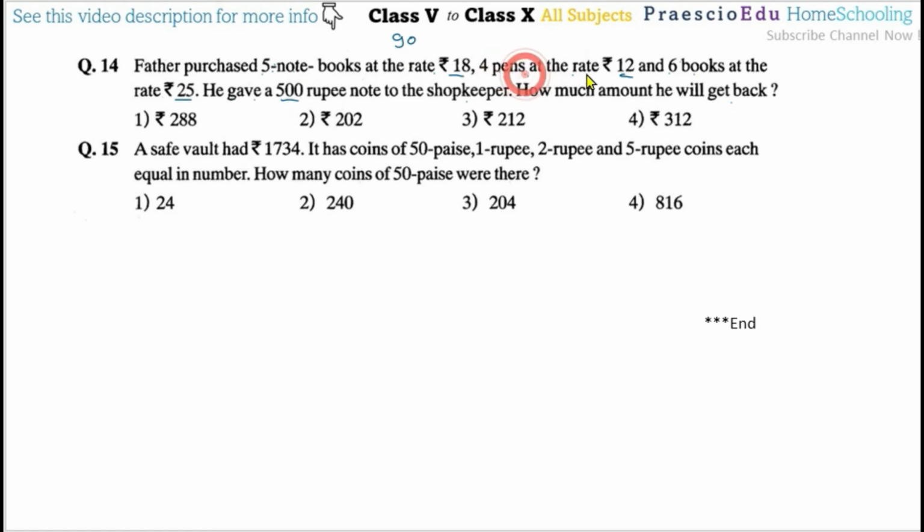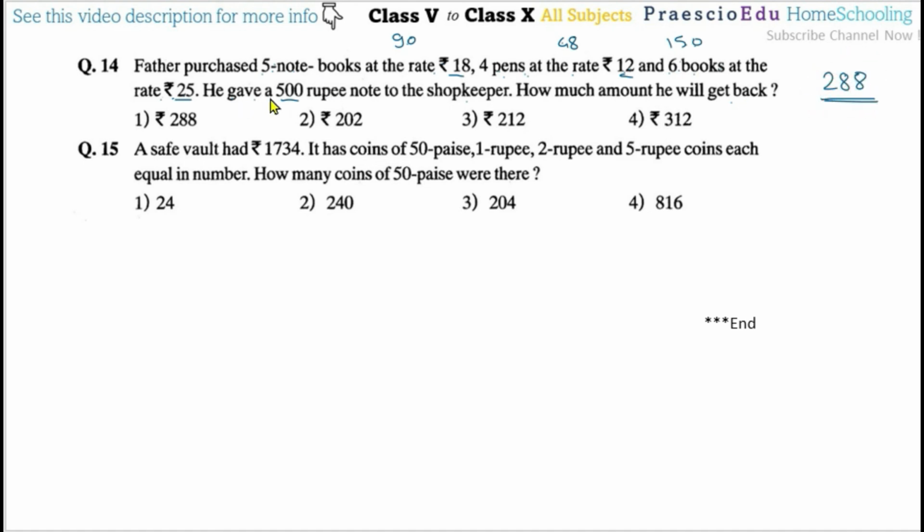Then 4 pens at the rate of 12. So 12 fours are 48. Then 6 books at the rate of 25. So 25 multiplied by 6 is 150. So now after these additions, 90 plus 150 is 240, plus 48 is 288. So this is the purchase amount.